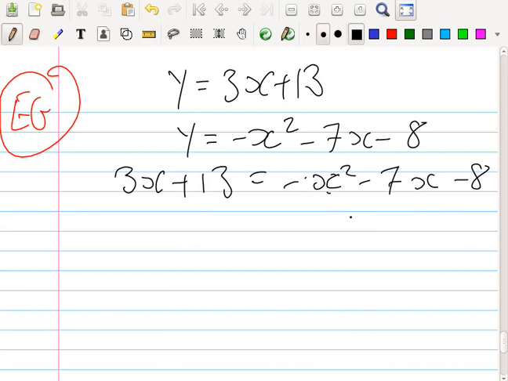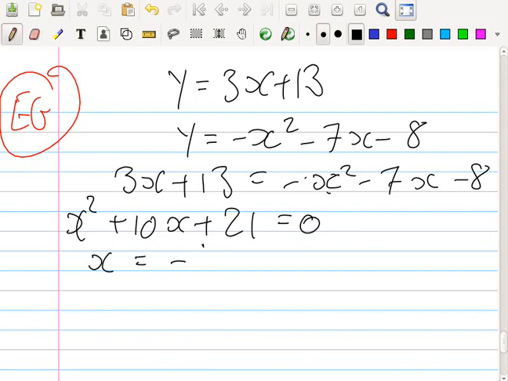Take everything to the left. x squared plus 10x plus 21 equals 0. What have you got here as your answers? 21 and 1, no. 7 and 3, yeah. Minus 7, minus 3. x is minus 7 or x equals minus 3. Or I use my quadratic formula. A equals 1, B equals 10, C equals 21.